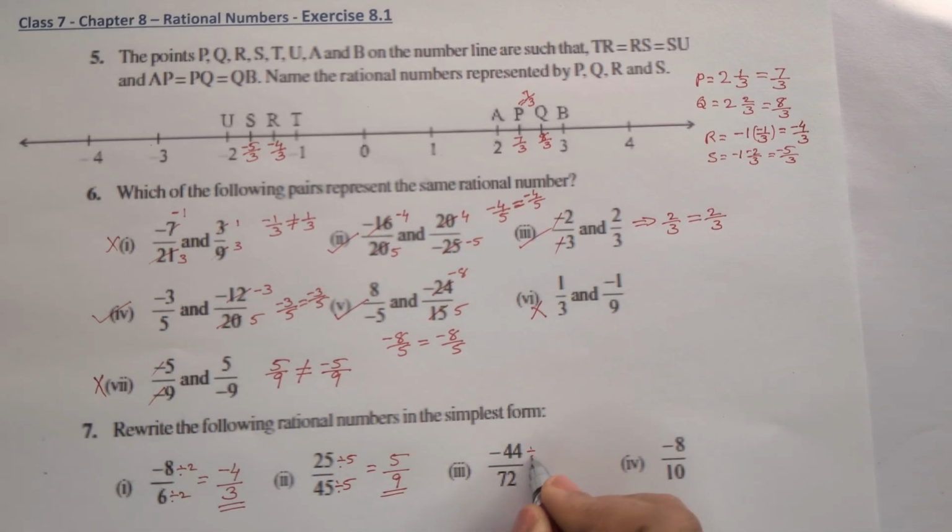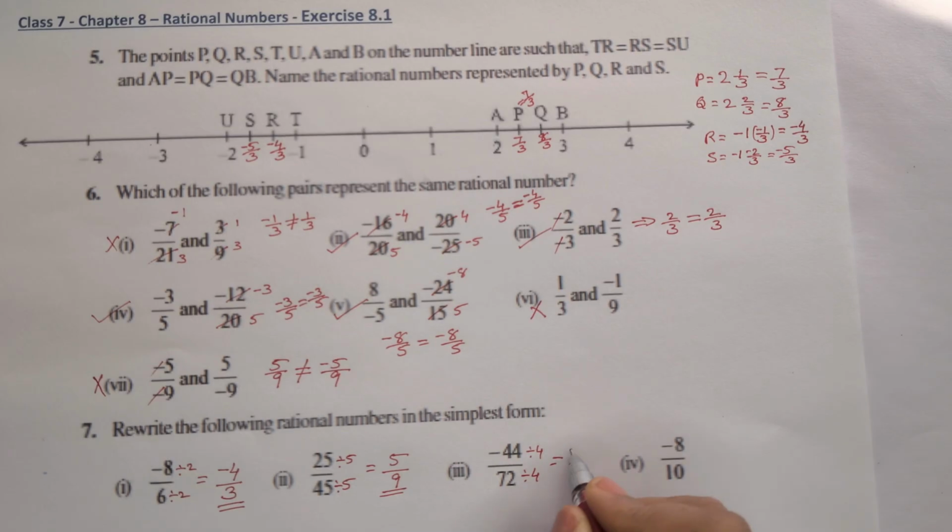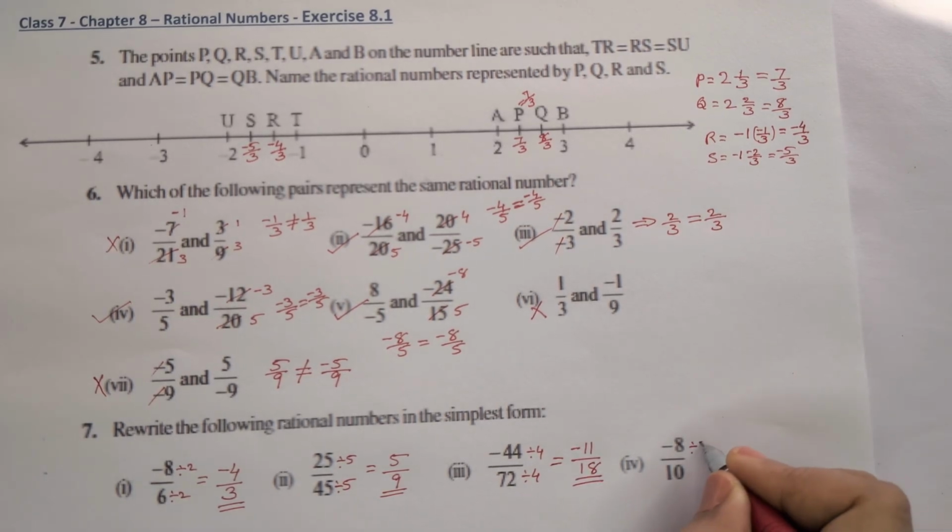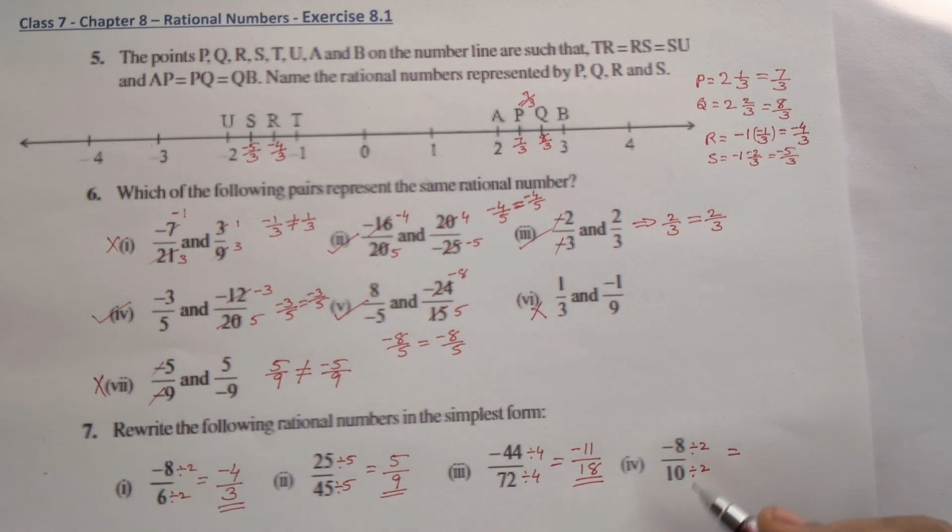This we can divide by 4. It will come as minus 11 by 18. It's 11 by 18. So we can divide by 2 up and down with the same number. If we are dividing, we will get the simplified form. So minus 4 by 5.